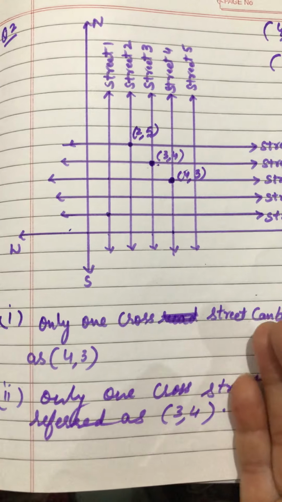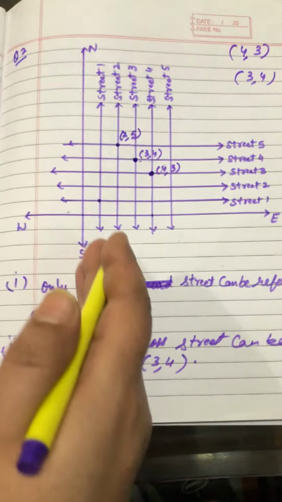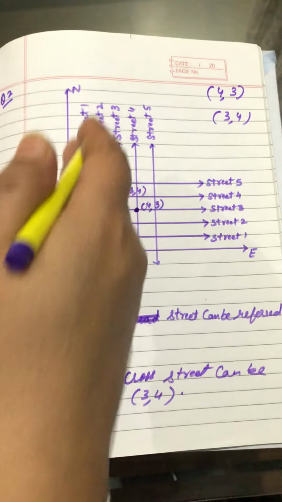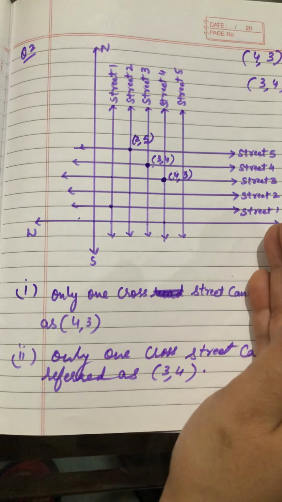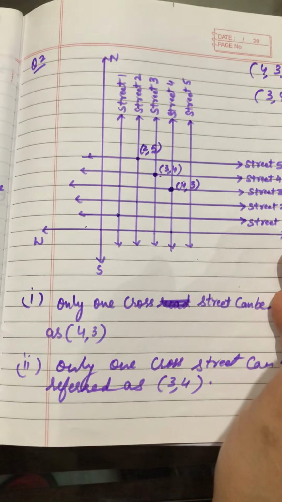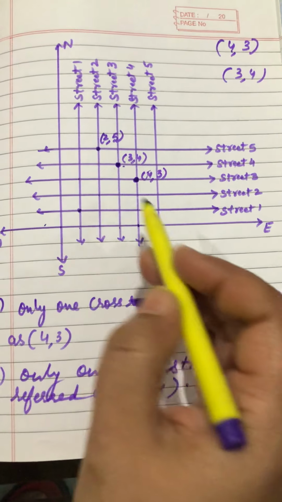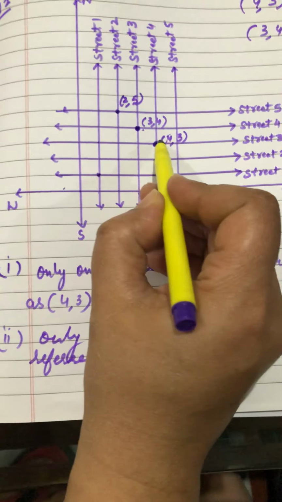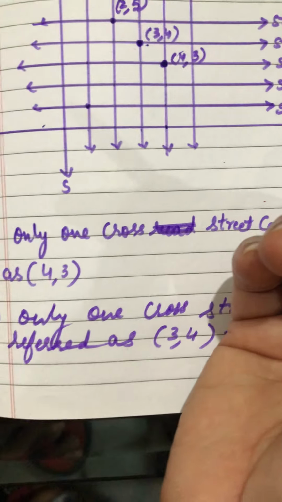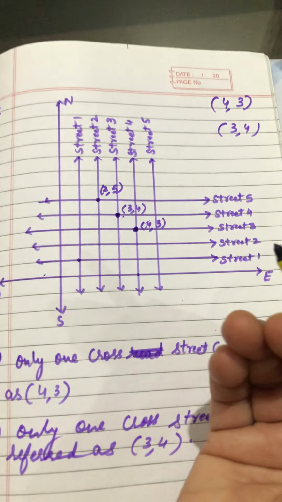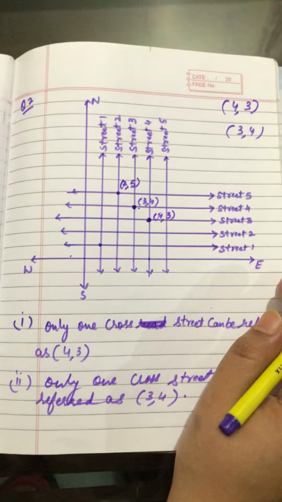The question is very long, but the answer is so small. I hope you have understood question number 2. This is the north-south direction, this is the west-east direction. These are two roads. Parallel to these roads there are 5 streets, parallel to west-east there are 5 streets, and parallel to north-south there are 5 streets, and we have to tell the cross streets referred to as 4, 3 and 3, 4. So we can see that there is only one cross street referred to by every point. So this completes your exercise 3.1. Thank you.